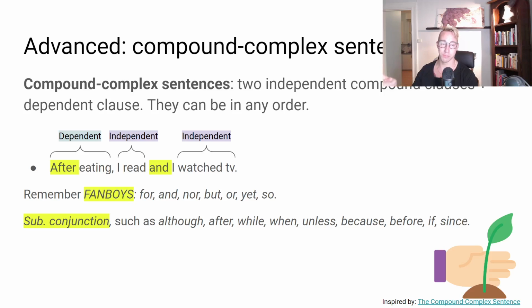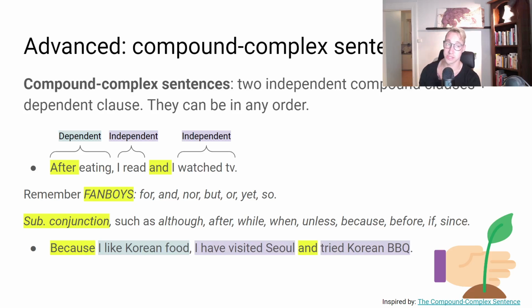Let's look at an example where I switch the order slightly. Let's consider this sentence: "Because I like Korean food, I have visited Seoul and tried Korean barbecue." Here I try to color code them once again to make it a little bit easier to see what part is which. So we know that "because" is a subordinating conjunction. Therefore, the very first part of this sentence is a dependent clause: "Because I like Korean food."